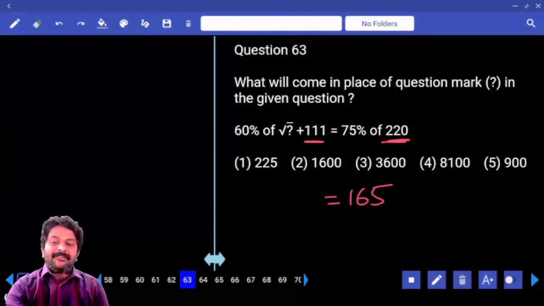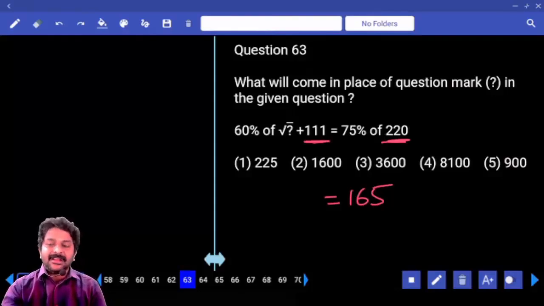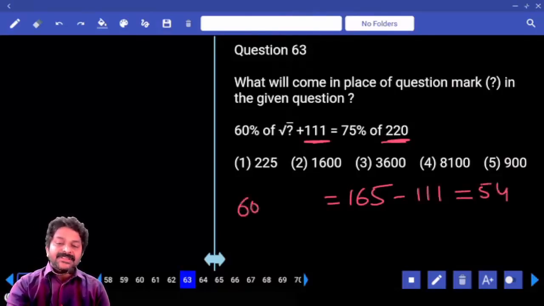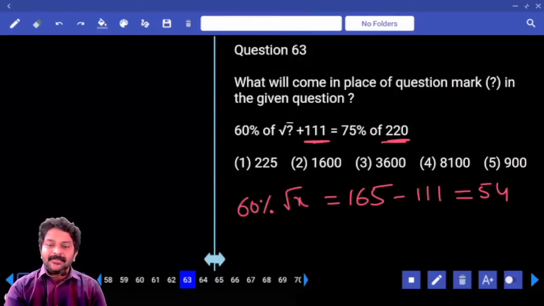Yes, okay. Left hand side there is a number 111. When that goes to the right hand side, that becomes minus 111 only. How much is this number? 50. That means 60% of root x is equal to 54 only.